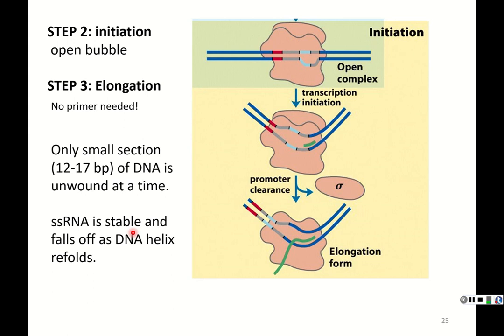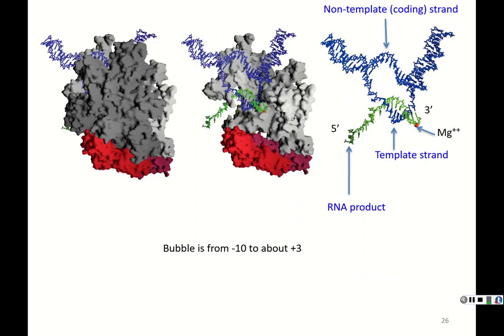Single-stranded RNA is stable and falls off as the DNA helix refolds. So on this, you can think of it as kind of the lagging end, the back end of this. As that DNA comes back together, that single-stranded RNA just comes off of that DNA. And I'm sure there's something in the shape of that polymerase that causes and facilitates that to occur.